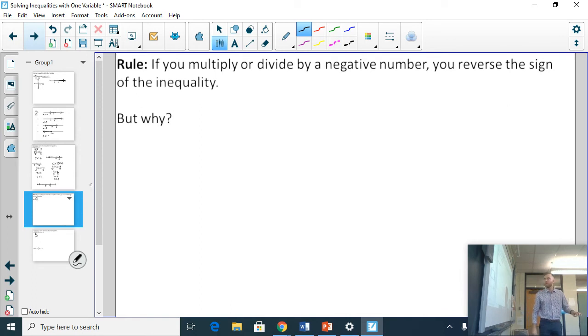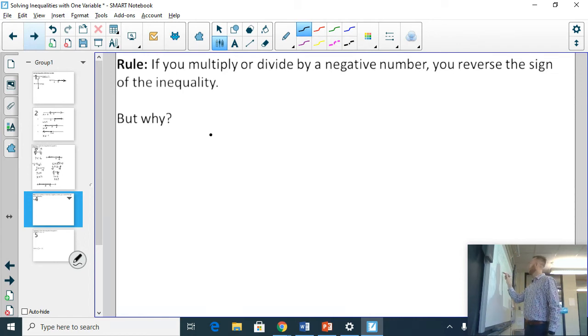Now we have a rule. If you multiply or divide by a negative number, you reverse the sign of the inequality. And you might ask, well, why do we do that? And I think that's best illustrated through an example, right?